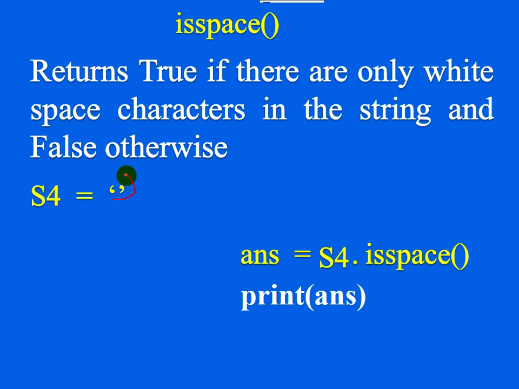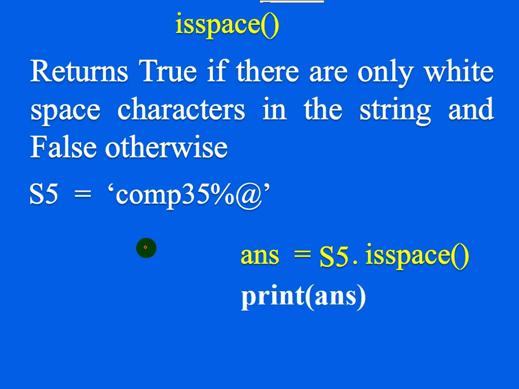If I write s4 equal to an empty string, it is not a white space character. So if I write s4.isspace(), what's the answer? It's false. If I write s5 equal to this string, and if I write s5.isspace(), not even one white space character is coming, let alone the case of completely white space characters. So the answer is false. The string does not contain only white space characters.